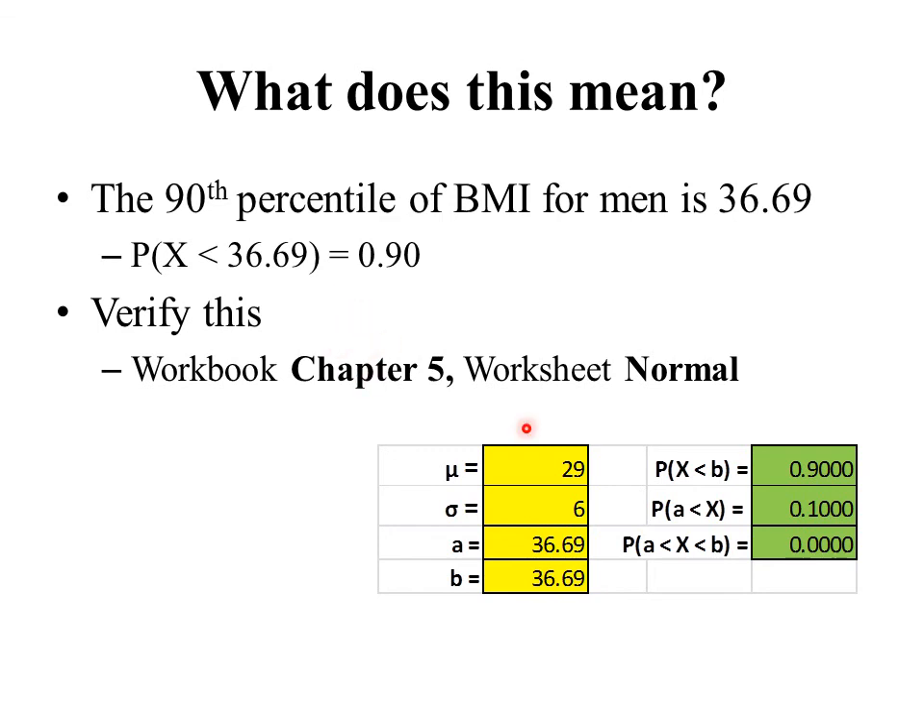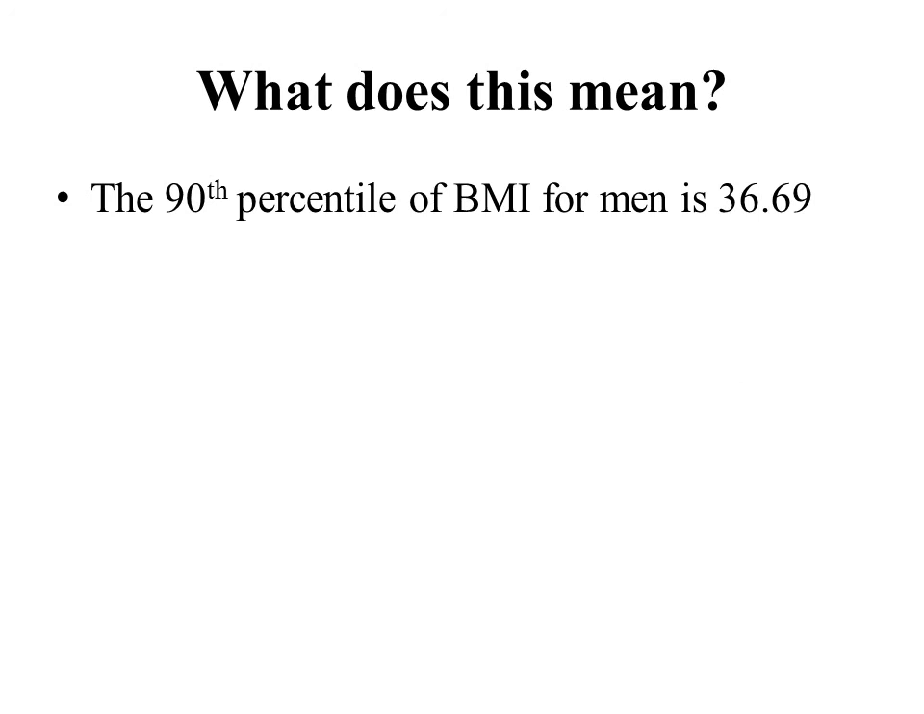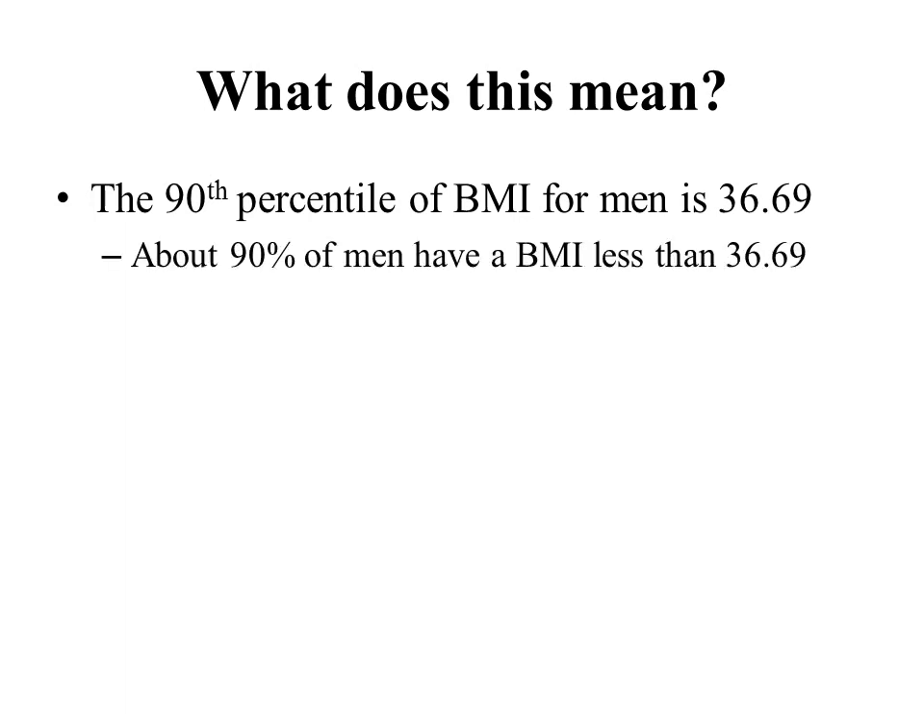And we want to know a probability of this form, that x is less than some number. And so here's that probability, 0.9, and that's exactly as we claimed it to be. So that's how we calculate percentiles, and this is what the 90th percentile means. Again, to illustrate, what does it mean that the 90th percentile is 36.69? This means that about 90% of men have a BMI less than 36.69.